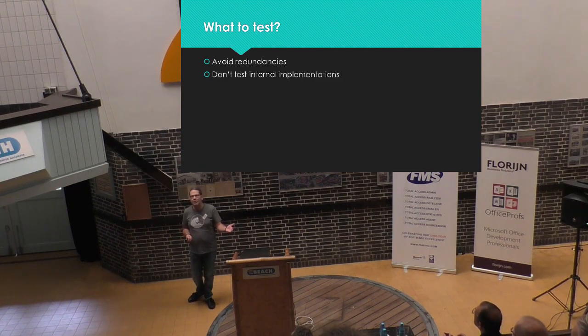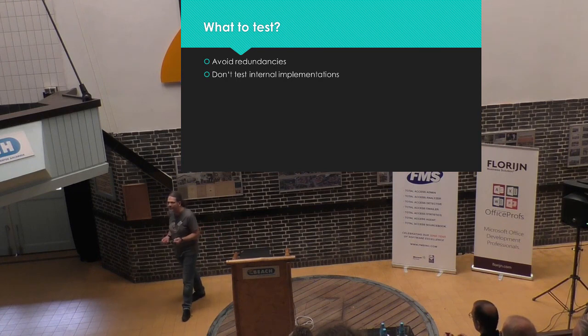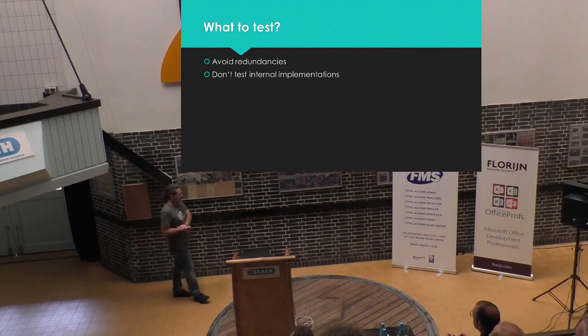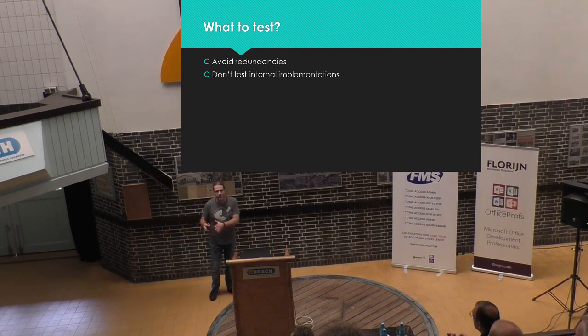Don't test internal implementations for the very same reason. If you've got a class with a private function, you're probably not supposed to test the private function. It would be difficult to implement that anyway, but don't even try. It's private for a reason. It might change any time, and no one on the outside should know about that. So don't test any private methods.